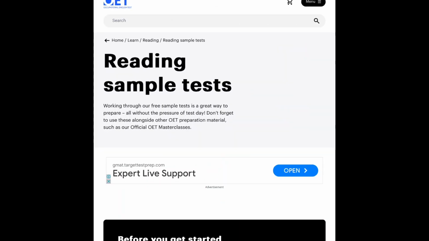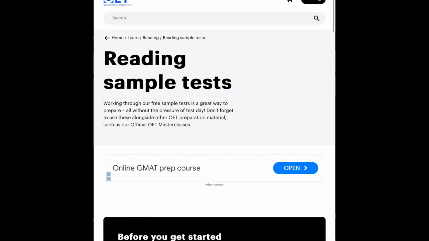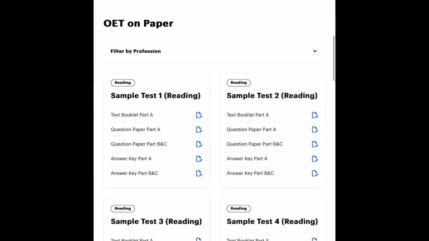So the easy way to prepare for Occupational English Test is by going to the official website of Occupational English Test. It has sample tests for each subtest: listening, reading, writing and speaking. So today we are going to practice reading part B and C. So let's pick a sample test.